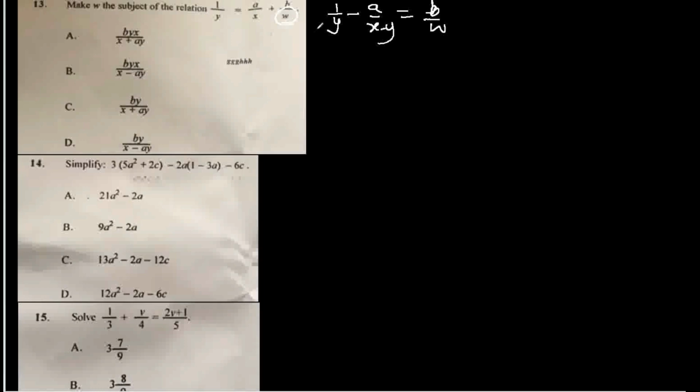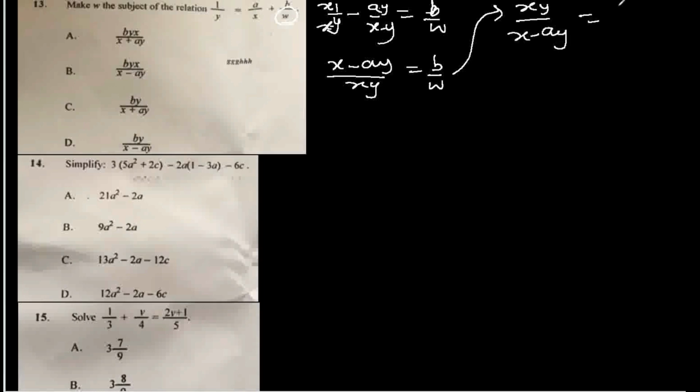Multiply this by Y, multiply this by X. So we have to multiply by the same on top. So we get X minus AY over XY, and over B over W. Alright, so now we have fractional rational expressions on both sides. Now we can reciprocate both sides. So the denominator becomes the numerator, and it becomes X minus AY equals W over B.